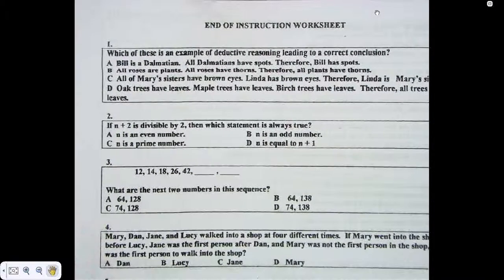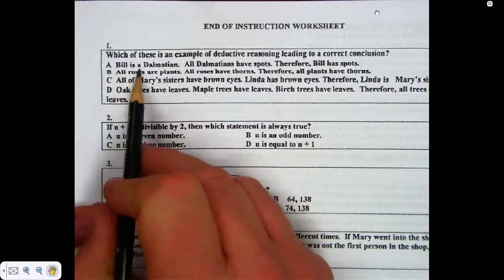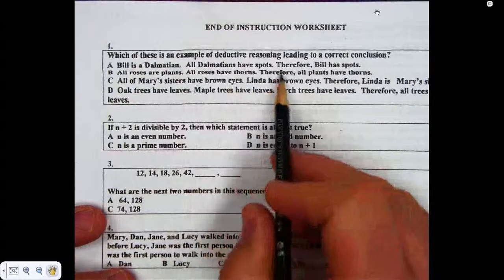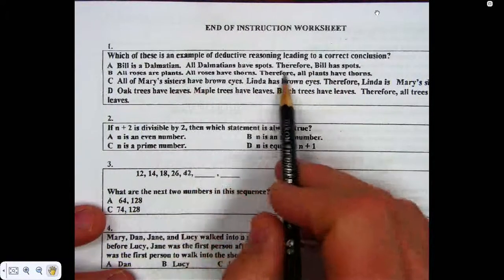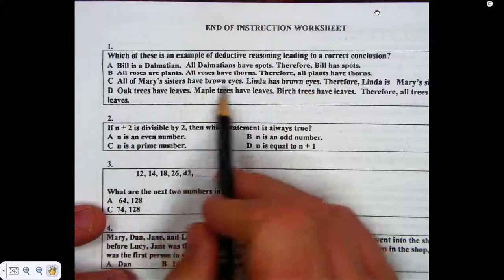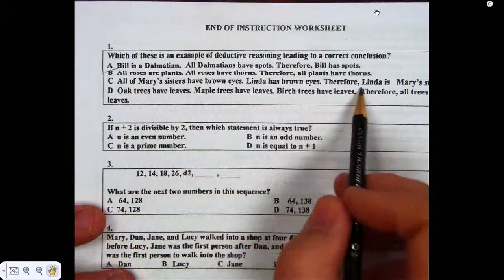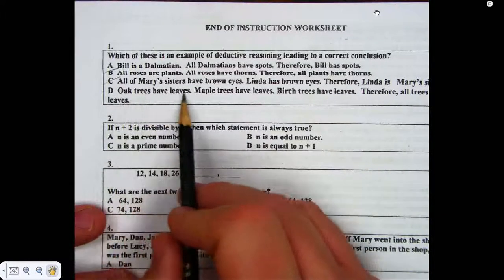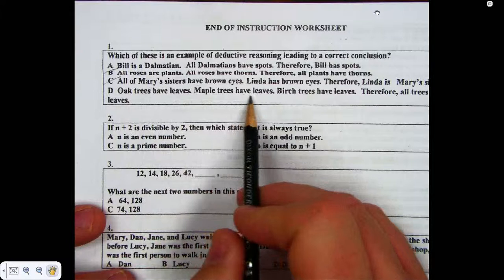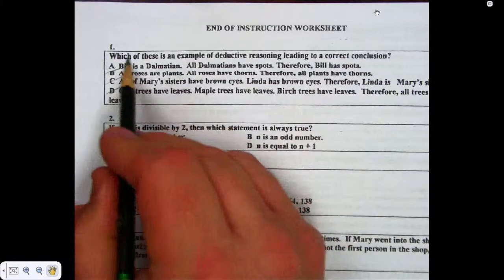We okay? Which following example of deductive reasoning is correct? Bill is a Dalmatian. All Dalmatians have spots. Therefore, Bill has spots. All roses are plants. All roses have thorns. Therefore, false. I'd say no there. False. Which one? A.